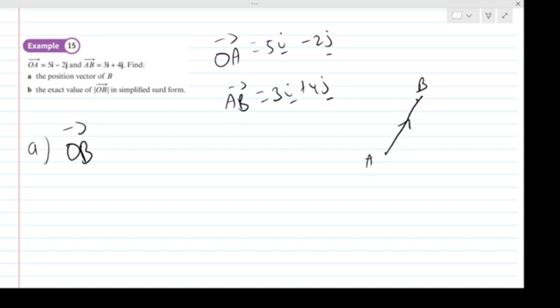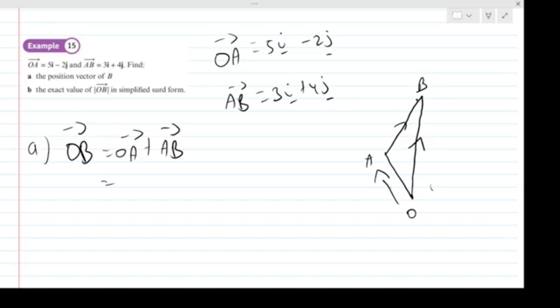But obviously also, if I consider the origin, so connect point A to the origin, and then the origin to B, then to get from O to B, I can alternatively go from O to A, then A to B. So OA, add AB. And then I can just add my 2 vectors.